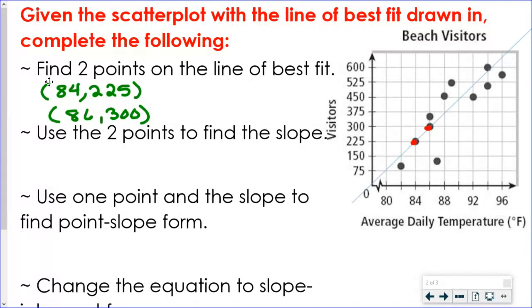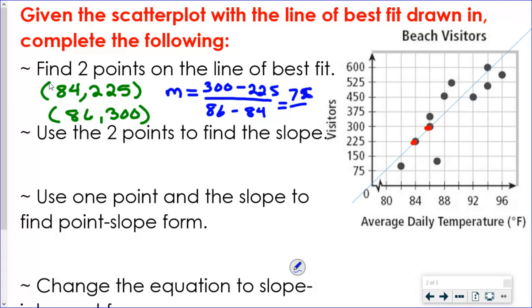Okay, now we are going to find slope. So we're going to use the slope formula, which is y sub 2 minus y sub 1 over x sub 2 minus x sub 1. And then you're going to take your calculator out. Do this with me. 300 minus 225 is 75. And this is 2. Now, I'm going to divide that out. And I'm going to get 37.5.